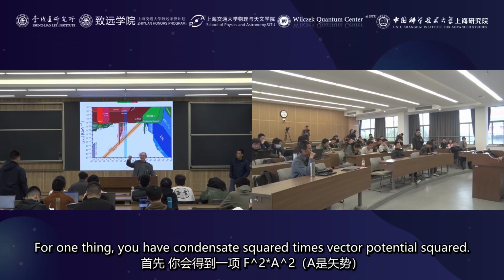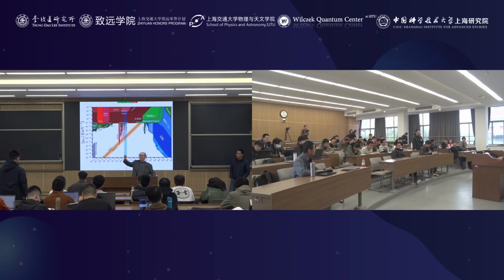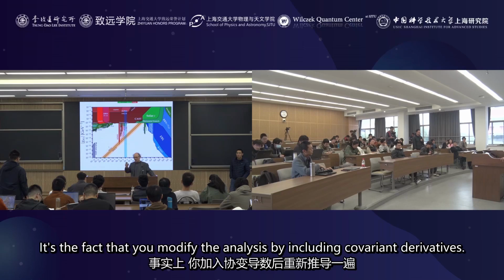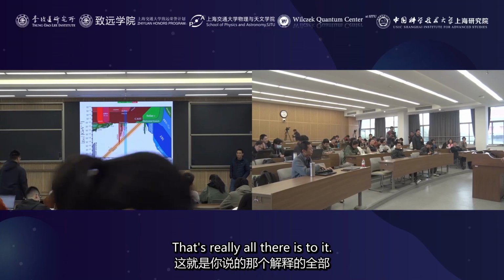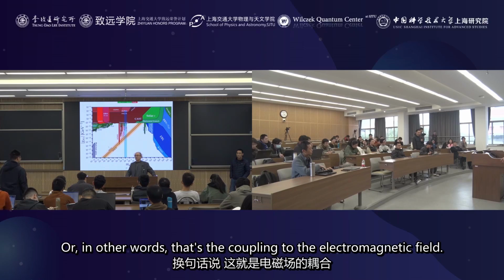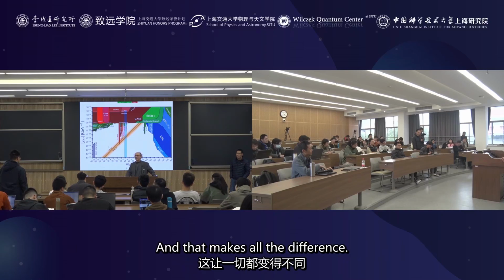For one thing, you have condensate squared times vector potential squared. So you get a mass for the photon. And then if you analyze carefully, you see that you actually don't have a massless scalar field anymore. It's gone. So it's the fact that you modify the analysis by including covariant derivatives. That's really all there is to it. So the key point is the covariant derivative. Yes, in other words, that's the coupling to the electromagnetic field, and that makes all the difference. Okay, thank you.